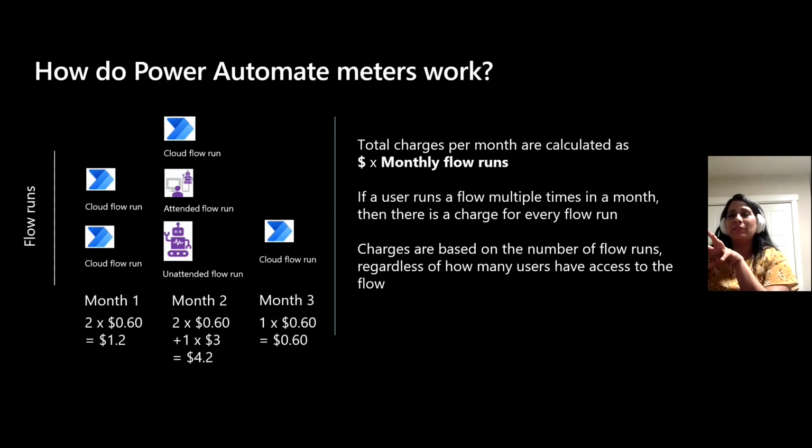So now when we see the charges, because cloud flow and the attended flow have the exact same charge, you will multiply two by the 60 cents for the second month, while the unattended flow run has a separate charge of the $3.